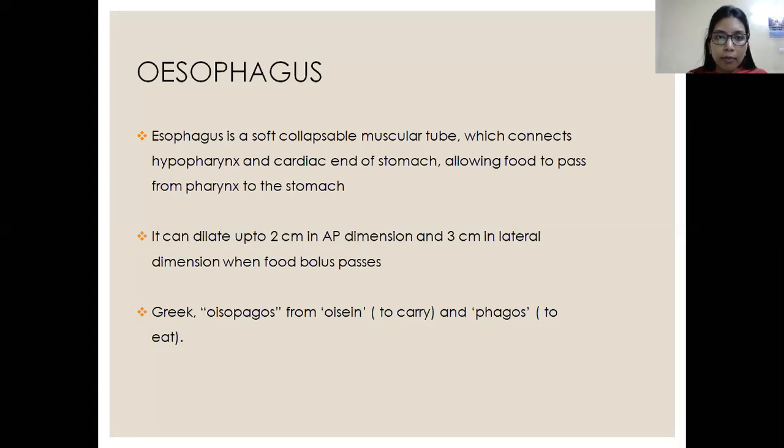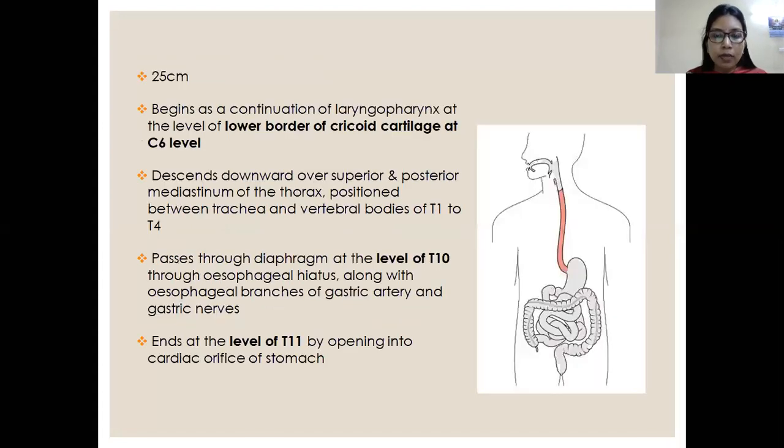The name for this structure of the body is derived from a Greek word, oisophagos, which means oiso to carry and phagos to eat. So this is how the name is derived. As such, the esophagus is 25 centimeters in length. It begins at the lower border of the cricoid cartilage, which is at the vertebral level of C6. It is a continuation of the laryngopharynx at this level.